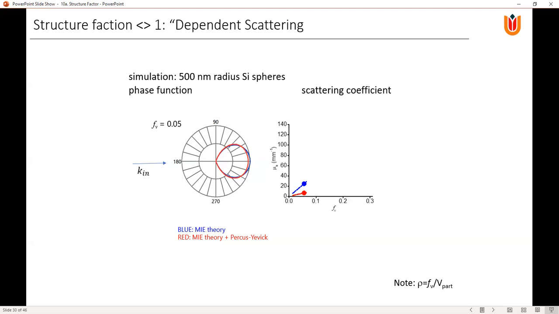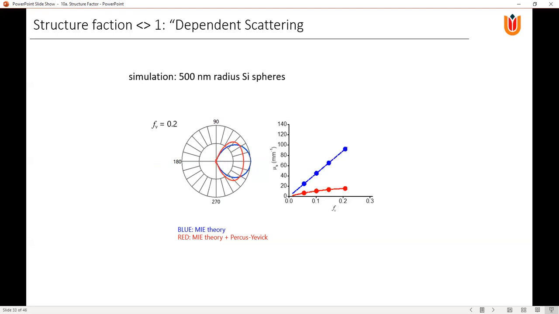Okay, now let's increase the volume fraction to 0.1%, to 0.15%, to 0.2%. Anything you notice? Describe this. Does it make sense?